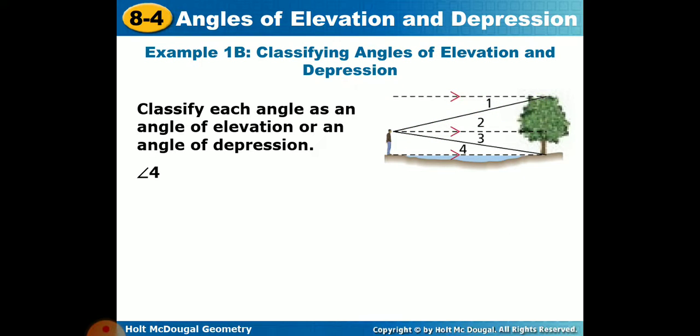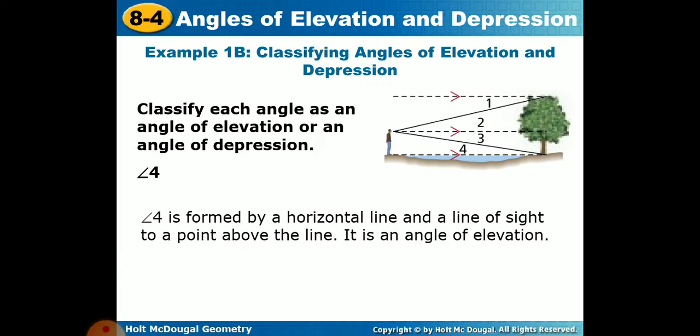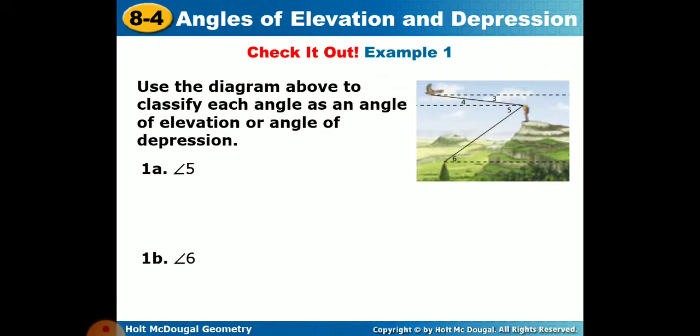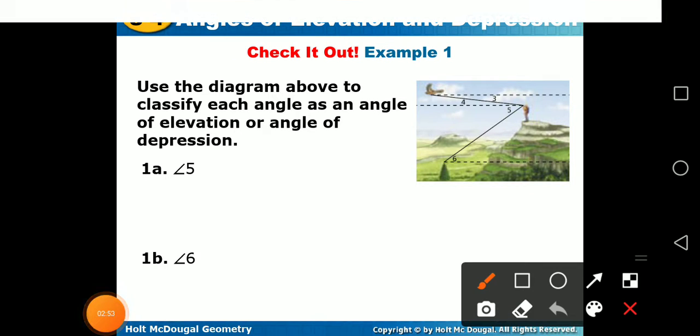Excellent. What about angle 4 here? As you see, there is a horizontal line and a line that goes up. So this is elevation, right? Of course. We use the diagram above to classify each angle as an angle of elevation or angle of depression. The same idea here, guys, and very easy.